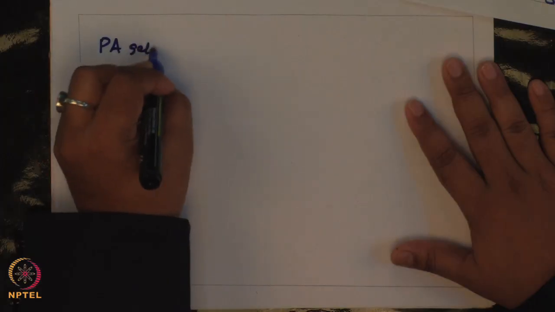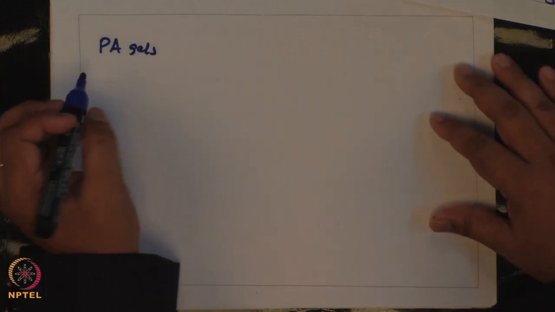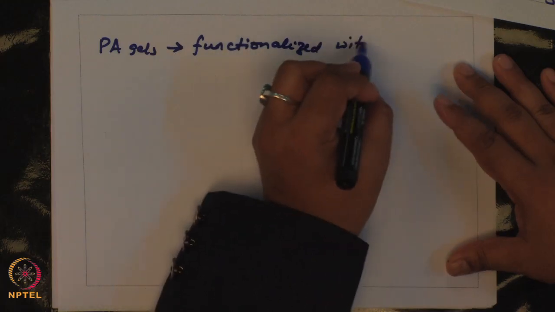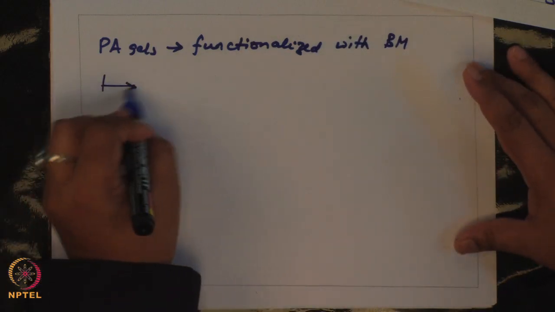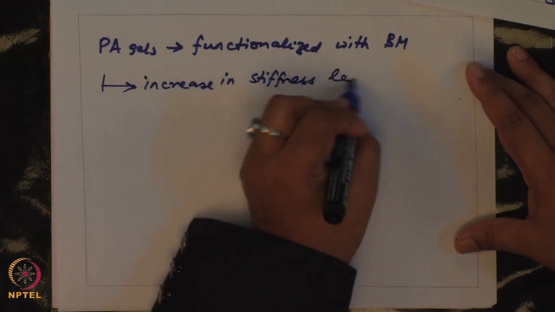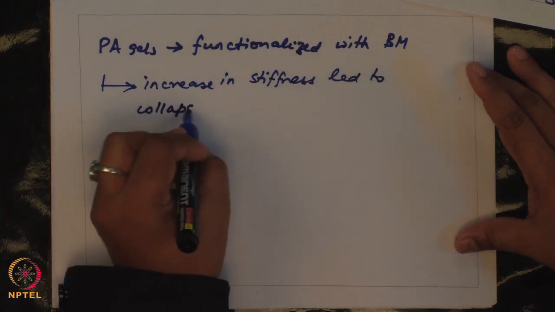There was one caveat about this experiment, that because she was changing the collagen concentration, collagen is also changing the ligand density. So, while the bulk stiffness is changing, the ligand density is also changing. So, to rule out the possibility that these differences are a consequence of alterations in ligand density, she repeated the same set of experiments in PA gels, polyacrylamide gels, which were functionalized with basement membrane. And once again she observed the same thing. An increase in stiffness led to collapse of acini structure.